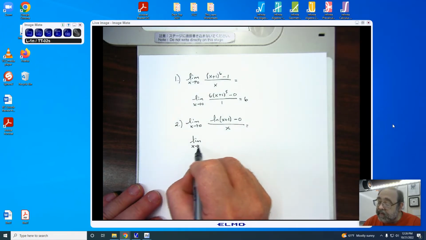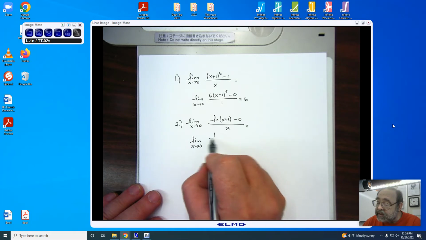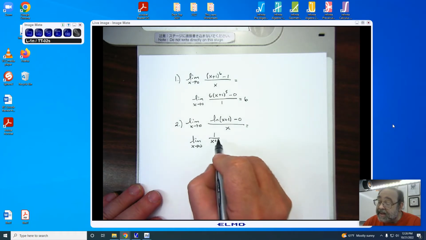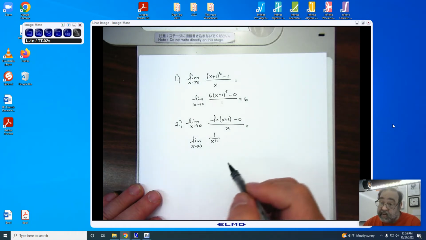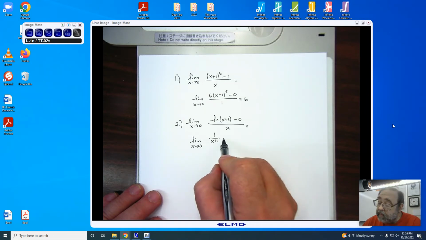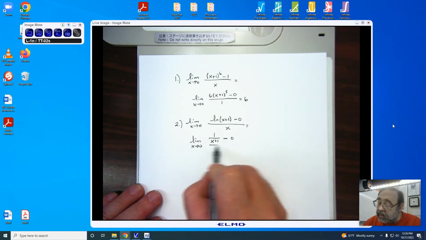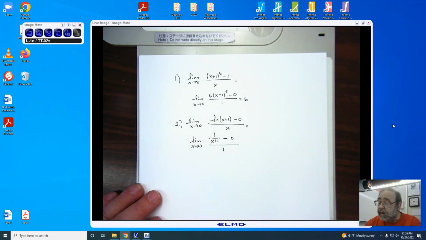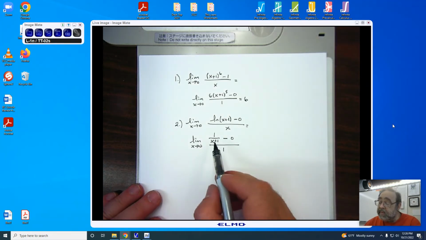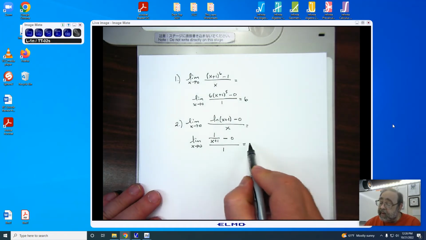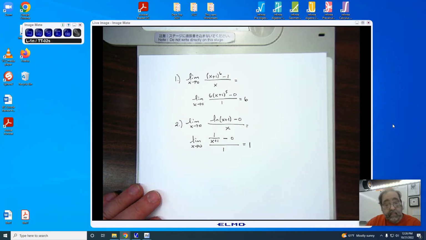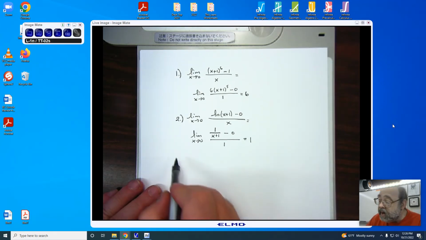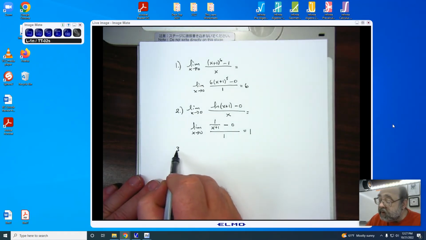We are taking the derivative of the natural log, which gives us 1 over x plus 1, times the derivative of the inside, which is simply 1, minus 0. 0 is just 0, and we have a 1. Now, when I plug in the 0, I end up with a limit of 1. Let's go ahead and take a look at number 3. Number 3 uses a trig.